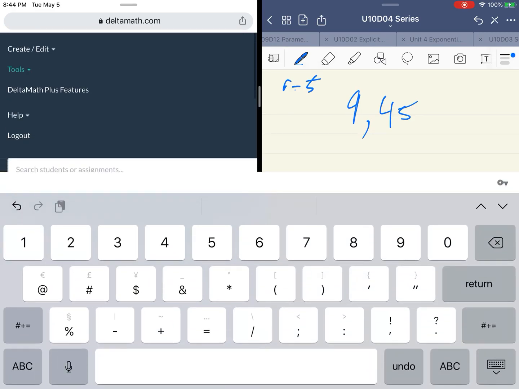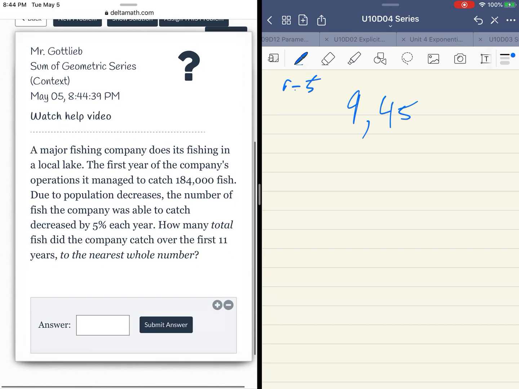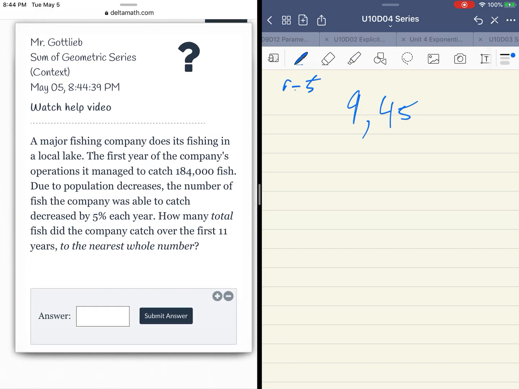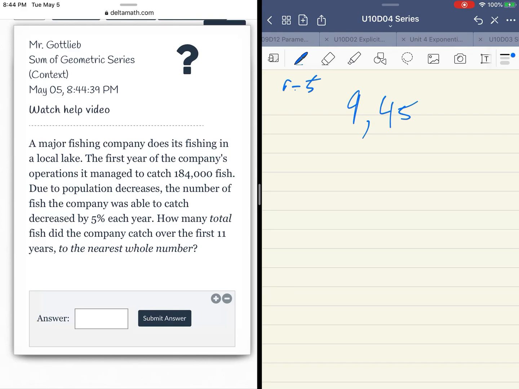Next is the sum of a geometric series and sequence in context. These are going to match the word problems you have. So pretty much they're going to be giving you, like in this example, it says a major fishing company does its fishing at a local lake. The first year of the company's operations, it managed to catch 184,000 fish. So the A1 is going to be 184,000.